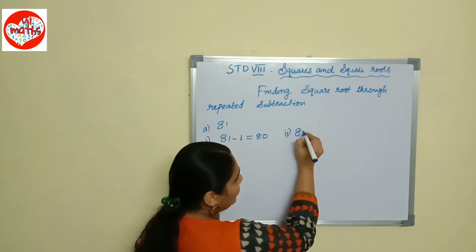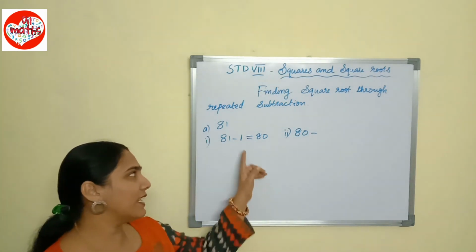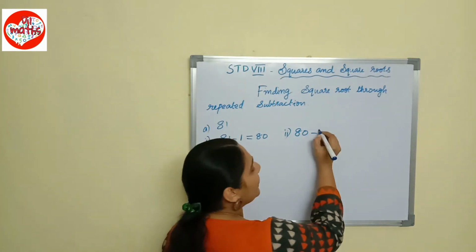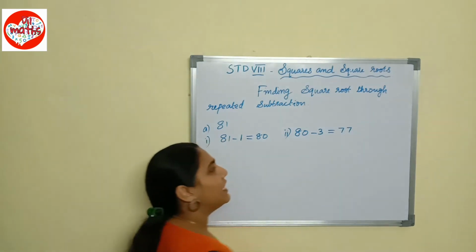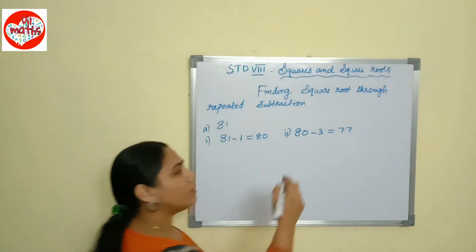Then 80 you should write here, and you should subtract the next odd number from this. What is the next odd number? The first odd number is 1. Next odd number is 3. So 80 minus 3, what you will get? 77, isn't it? 80 minus 3 is equal to 77. So that is the second step. We will go to the third step.